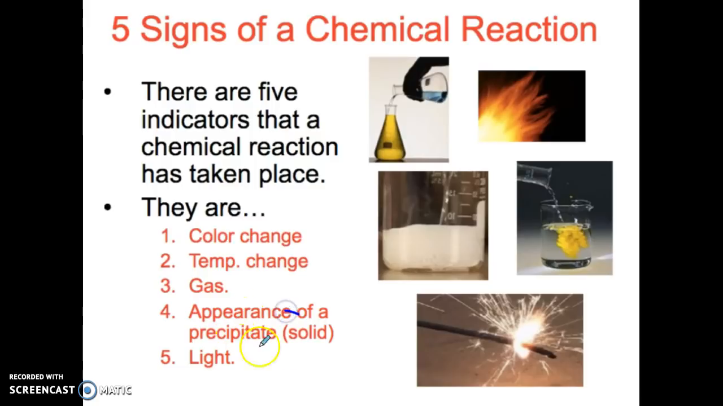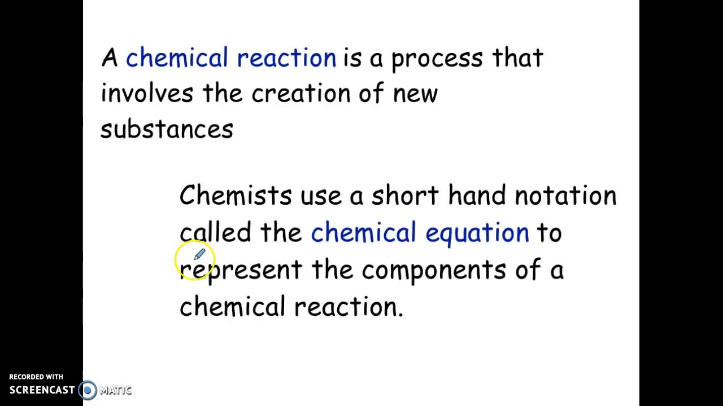A precipitate appearing, that would be an indication. And also the last one is a light. So if you see light, as you can see in this picture here, forming, that's also a sign of a chemical reaction. Well, a chemical reaction is a process that involves the creation of new substances. And we use a shorthand notation called the chemical equation to represent the components of a chemical reaction.